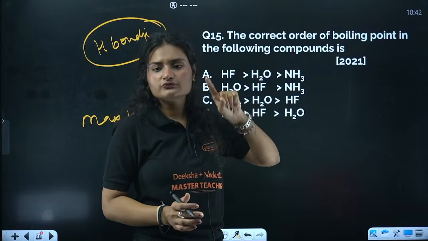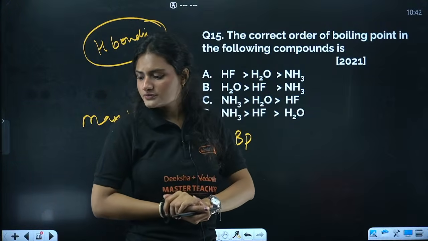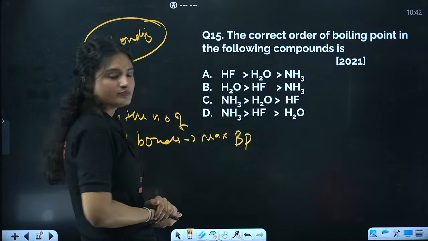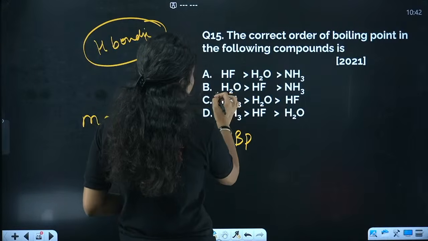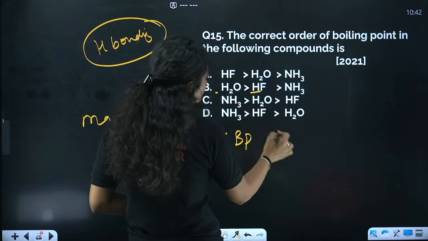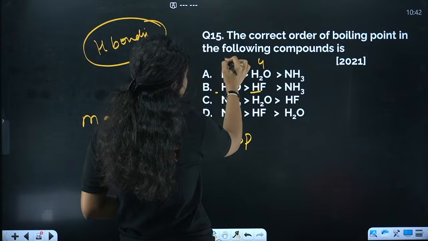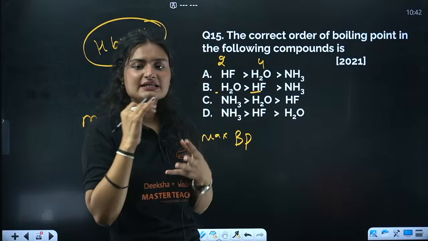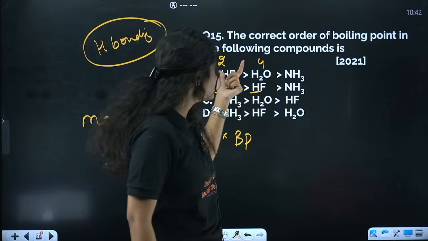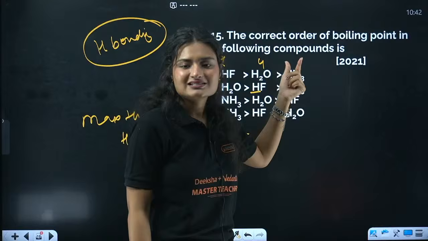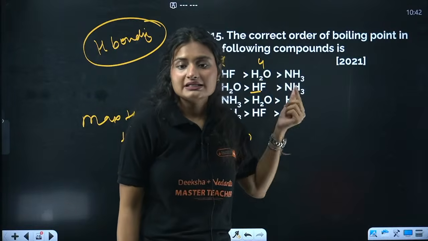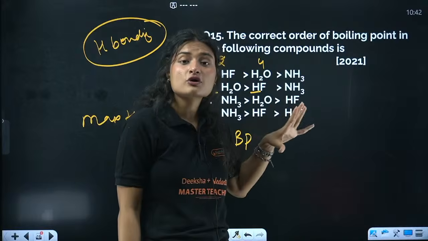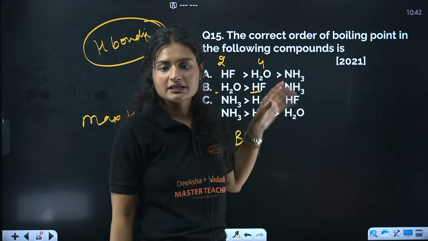H2O forms up to 4 hydrogen bonds, right? HF forms only 2. So this forms 4 hydrogen bonds, this forms 2 hydrogen bonds, and this forms hydrogen bonding too, but it is really weak. Why? Because in comparison to fluorine and oxygen, nitrogen is less electronegative and it forms weaker hydrogen bonding than these two.